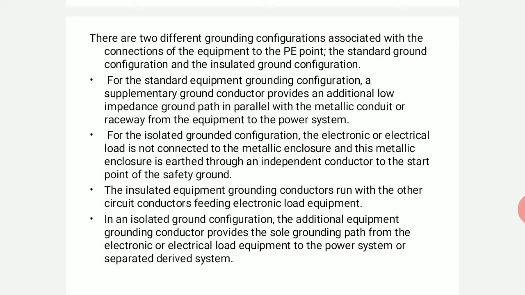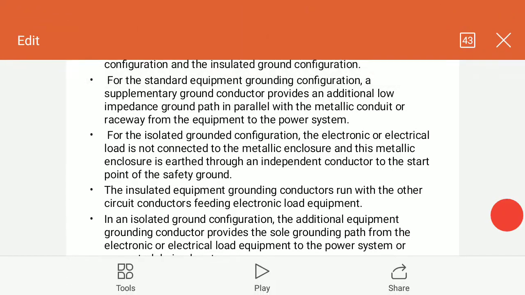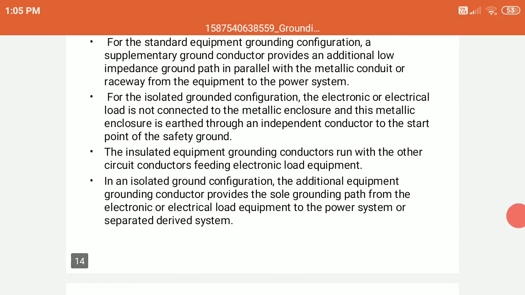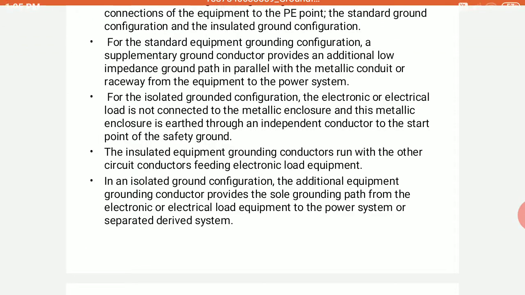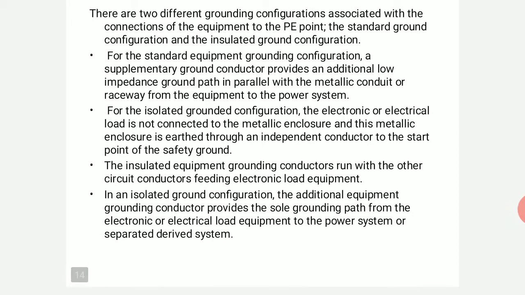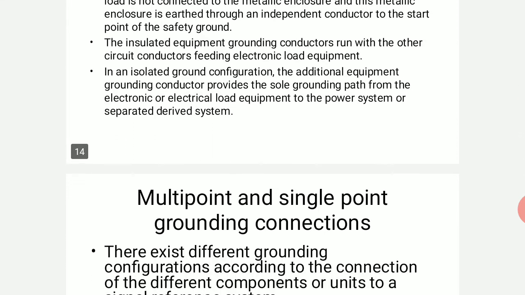In case of isolated ground configuration, the electronic or electrical load is not connected to the metallic enclosure, and this metallic enclosure is earthed through an independent conductor to the start point of the safety ground. The insulated equipment grounding conductors run with other circuit conductors feeding electronic load equipment. In an isolated ground configuration, the additional equipment grounding conductor provides the sole grounding path from the electronic or electrical load equipment to the power system or separately derived system.